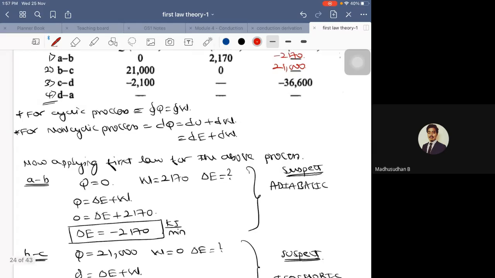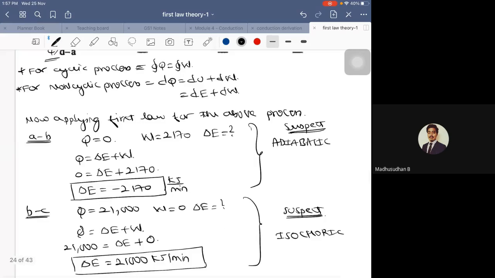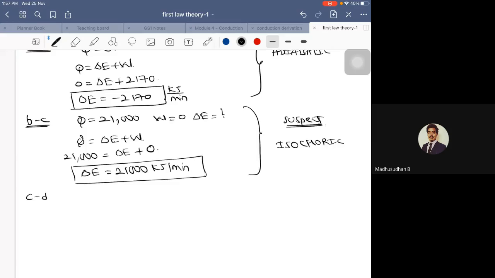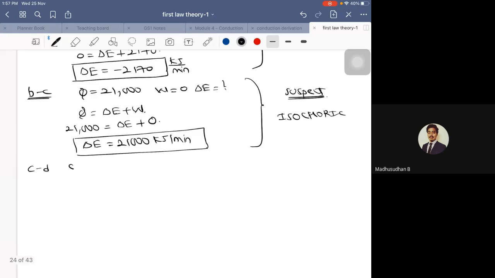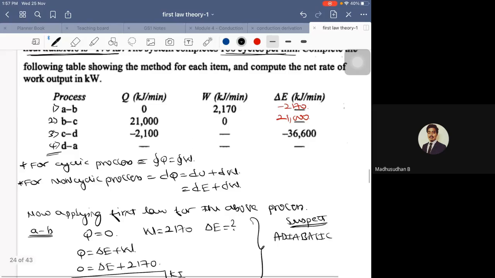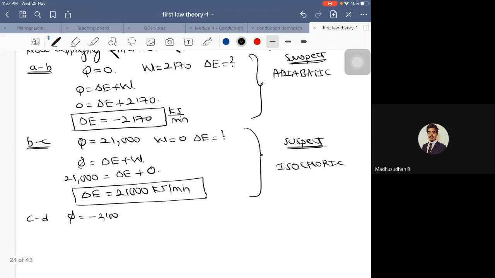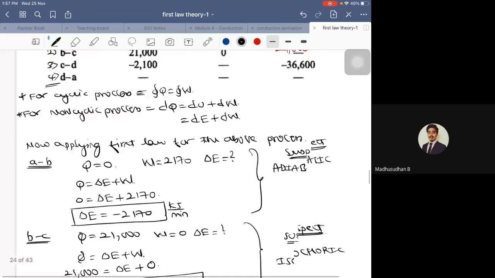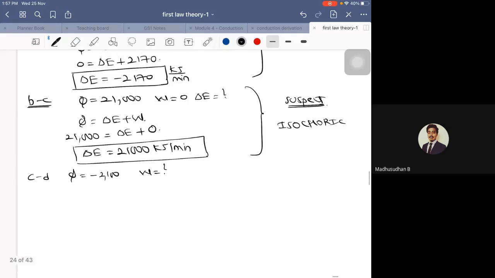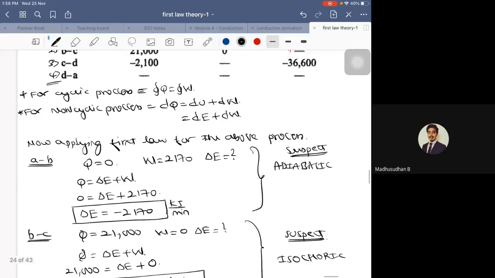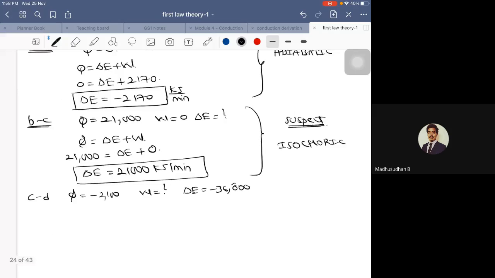Next, I have to go for the process C to D. What is being given? Q is minus 2,100. And the value of W is not given; we have to calculate it. The value of delta E is minus 36,600. Just to confirm, it is 36,600. The value is given.